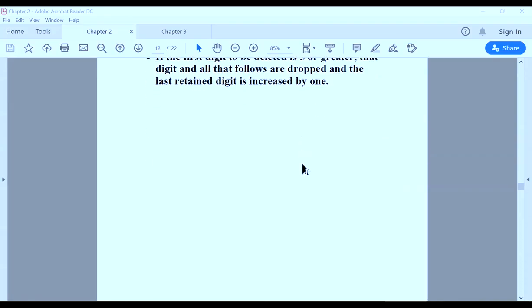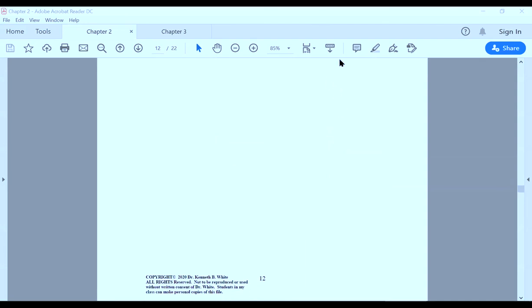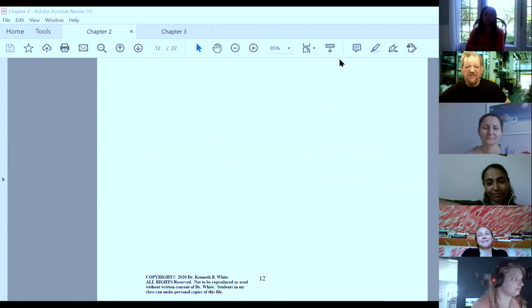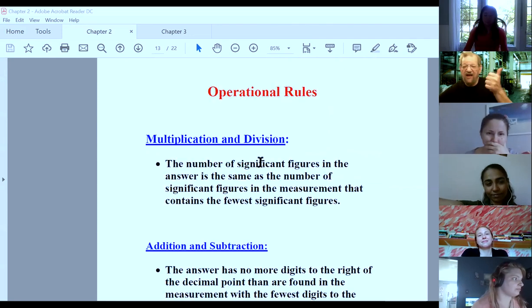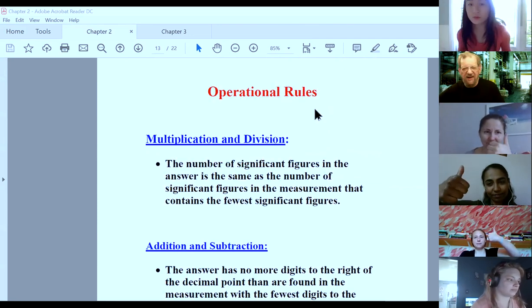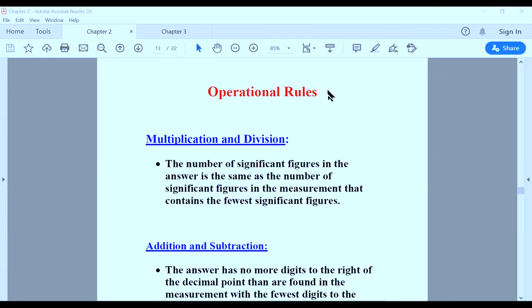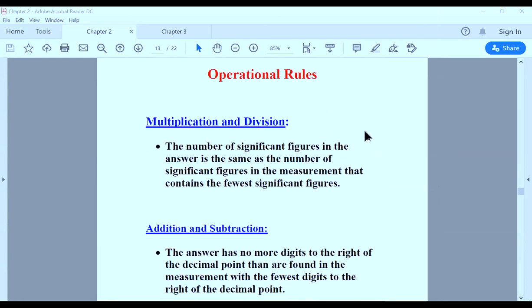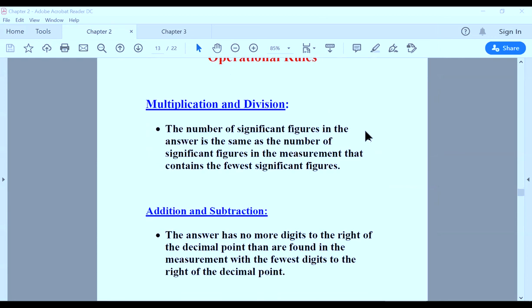Now, when you're using significant figures, and since I'm still new to Zoom, can you see the operation rules on the screen? Yep, thank you. I'll never ask on a test, but you'll need to know how to do this.